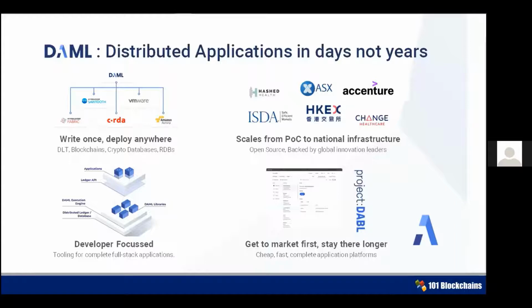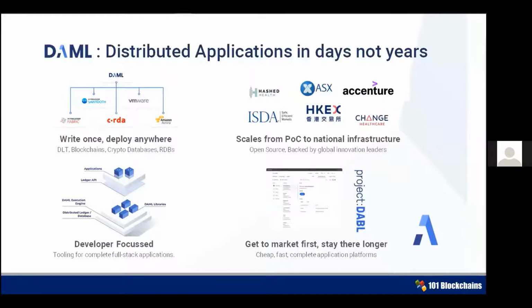Third, we're trying to give developers the tools to build complete applications, including integrations, automations, user interfaces. Smart contracts running on a blockchain are only a small part of applications. And lastly, we're making cheap, fast and complete deployment targets available. In other words, we're trying to make the road to production as smooth as possible.